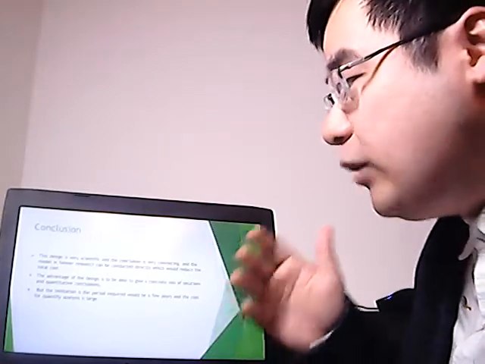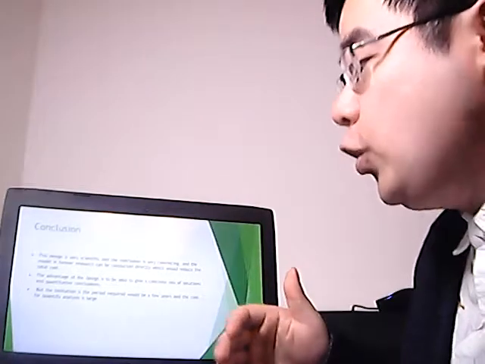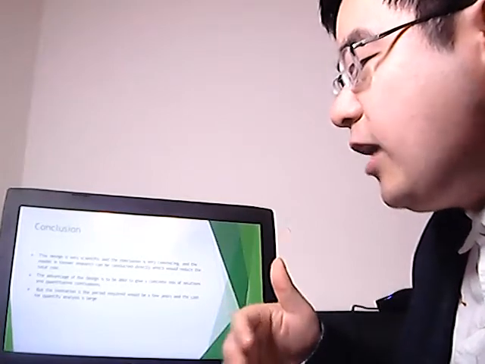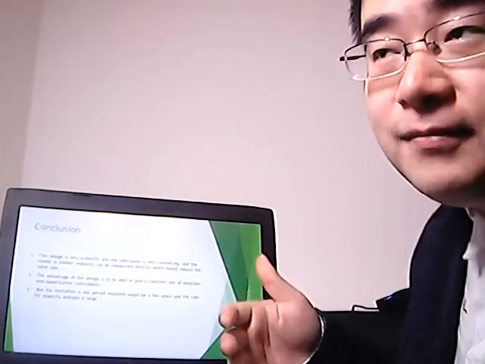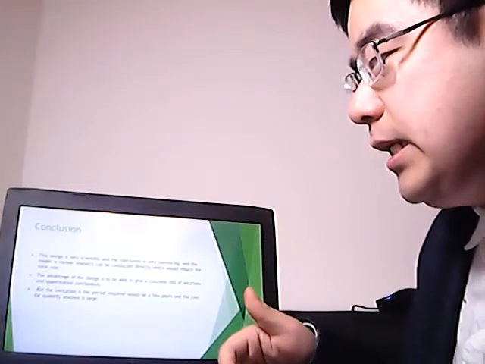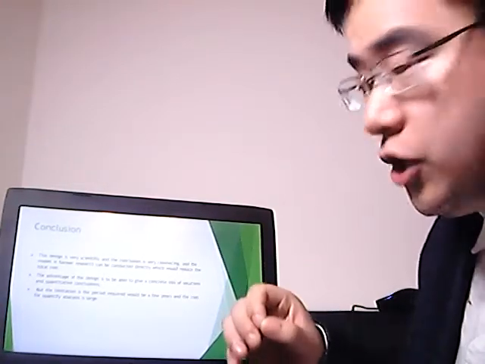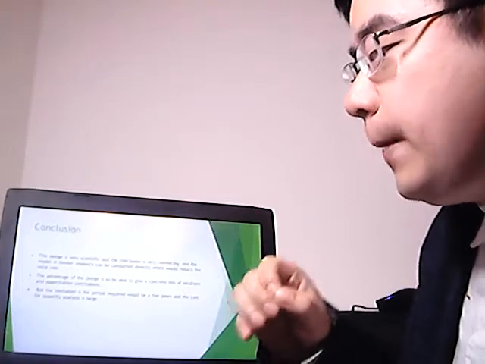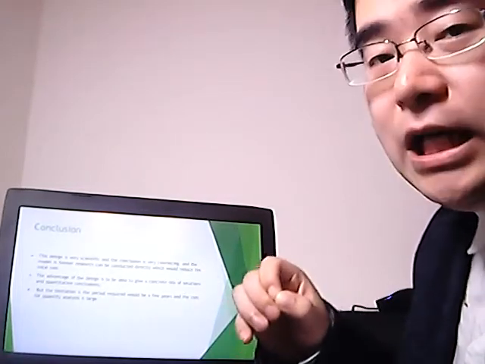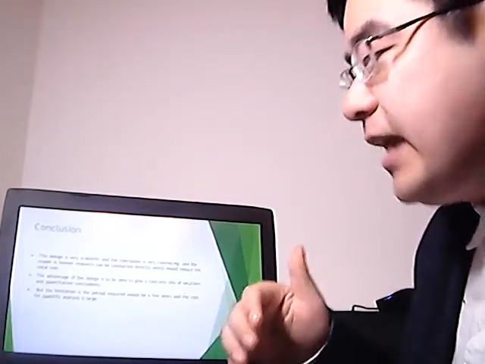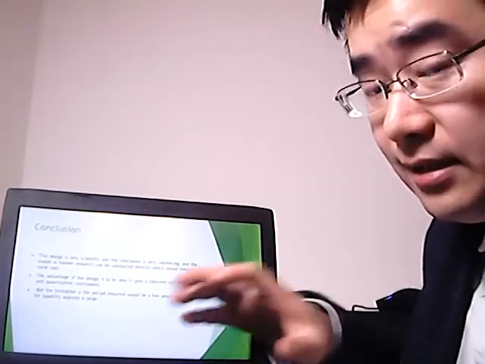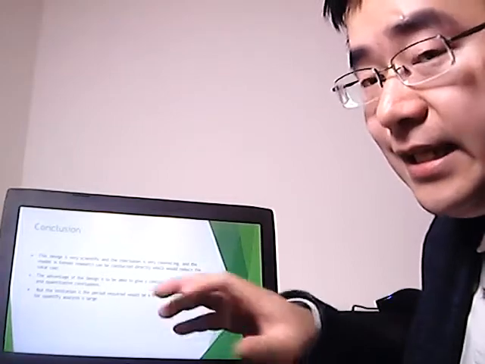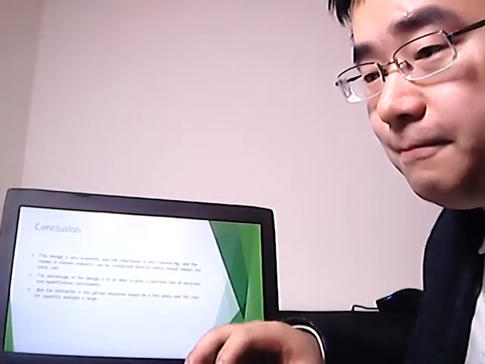Secondly, the advantage of the design is being able to give a concrete mix of the solutions and the quantitative situations. But there is still some limitation, because the period required would be a few years and the cost could be really high, because we should analyze different places respectively.